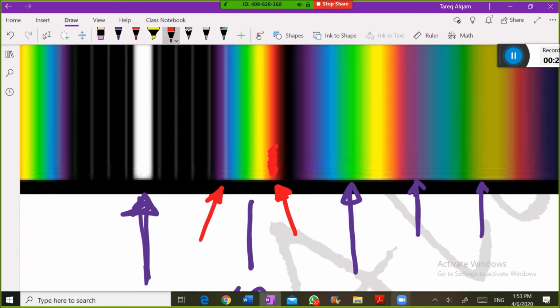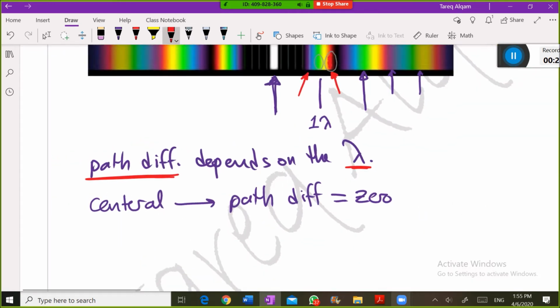So in this region, what appears to me? Only the red. All other colors do not appear at this position. In this region only the red color appears, because all other wavelengths interfere destructively, so I will not see them. In this region, all the waves interfere destructively except the green.